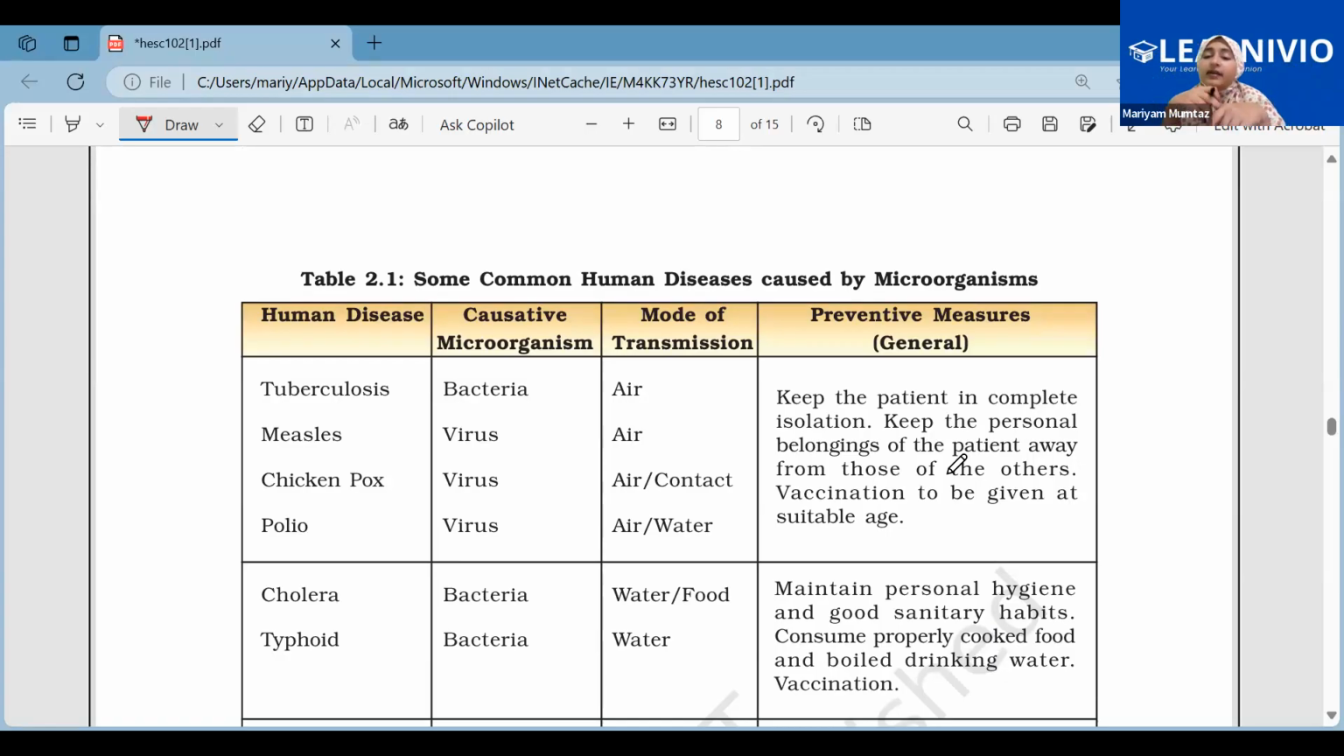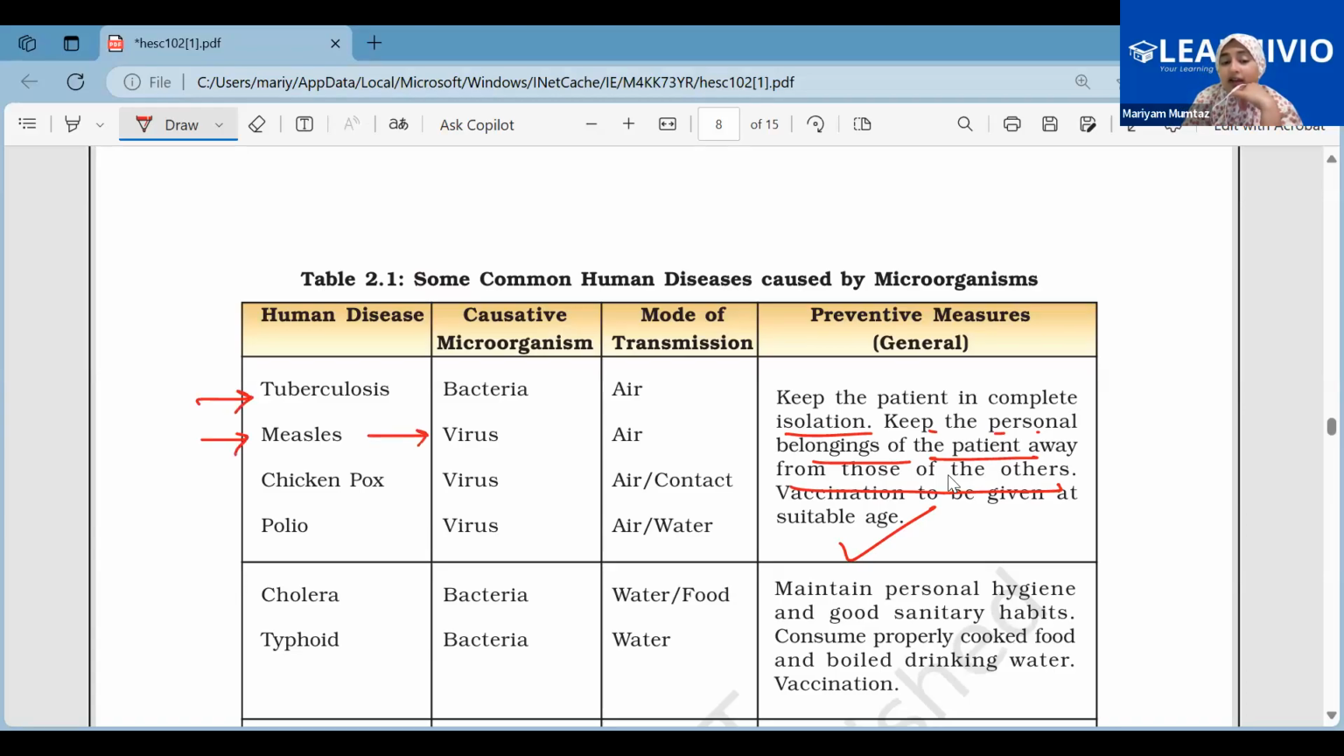Then preventive measures. What are those options or measures that we can take to keep these diseases away from us? So keep the patient in complete isolation. Keep the personal belongings of the patients away from those of the others. Vaccination should be done at a very, very young age. So this was about tuberculosis.